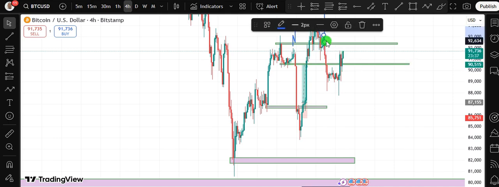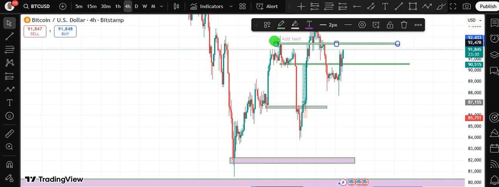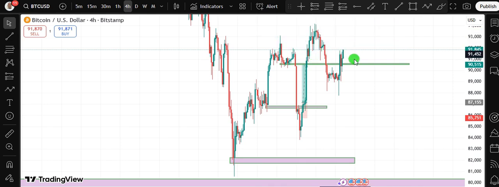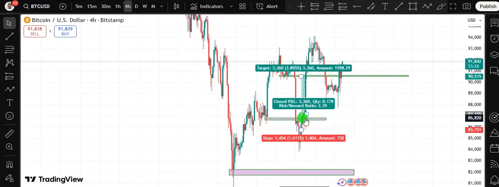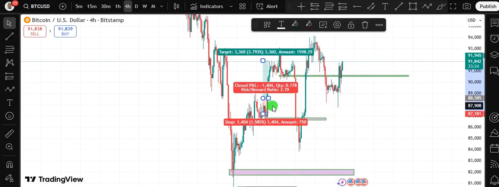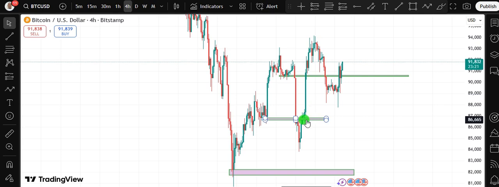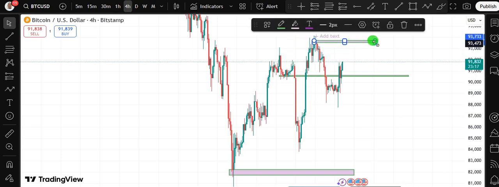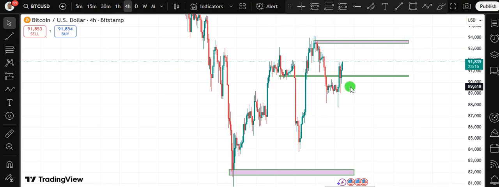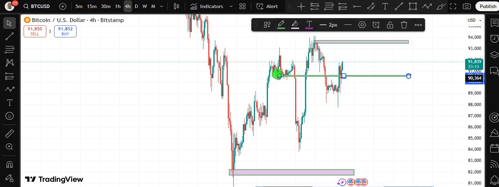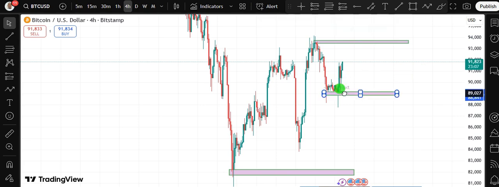Okay, let me just delete this. Let's see a clearer chart of this market. Let me delete this too. Then I'll be moving this above here as the most recent high, and of course taking this down here as the most recent low.